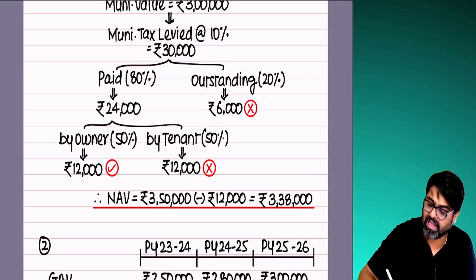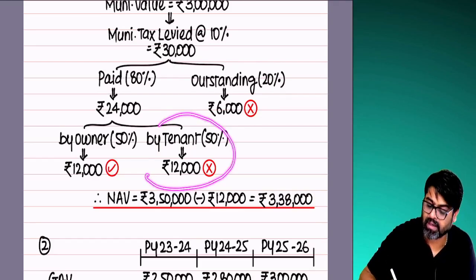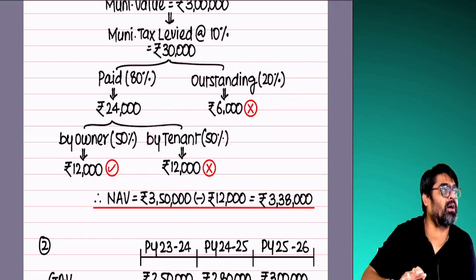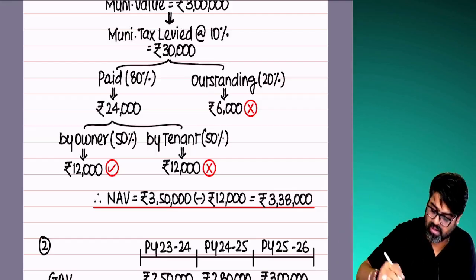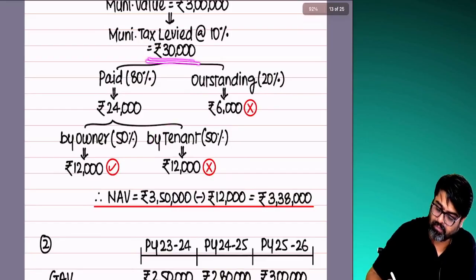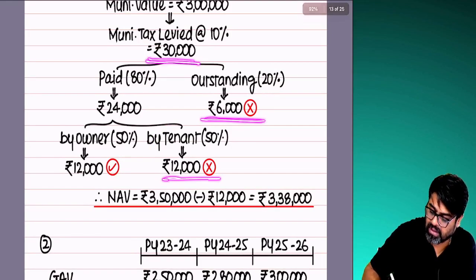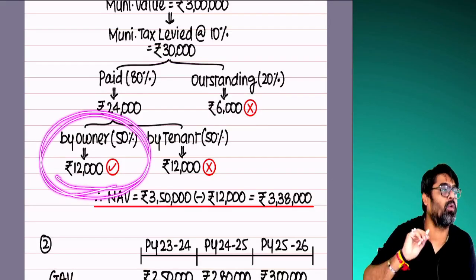The municipal tax which is outstanding will not be allowed as a deduction, and the municipal tax which is paid in this year, but was paid by the tenant, will not be allowed as a deduction. So tell me, out of 30,000, this 6,000 is not allowed, 12,000 is not allowed, 18,000 is not allowed, meaning this 12,000 will only be allowed.